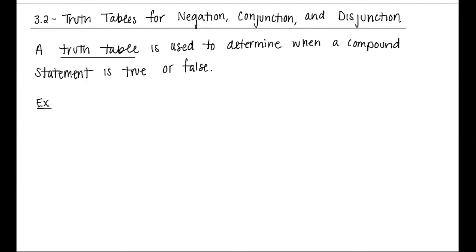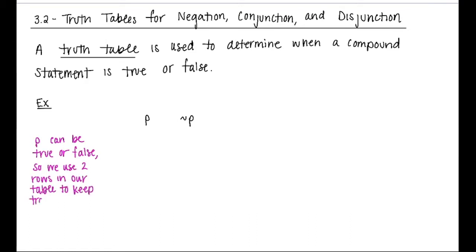So what we do to set up truth tables, we're going to start with just our negation. You start with statement P, and then we're going to look at the truth value of not P. So at the beginning, P can be true or false. So we use 2 rows in our table to keep track of the truth values, because you only have 2 possibilities. Statement P could be true. We could go to the gym, or we might not. So it's true or it's false.